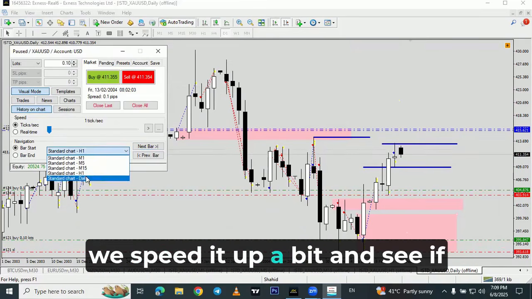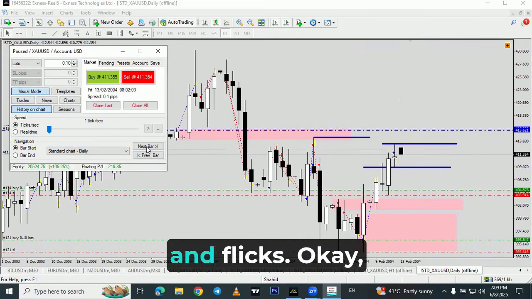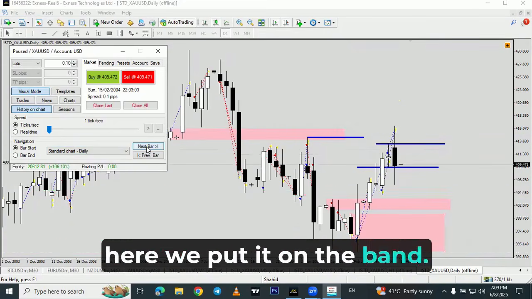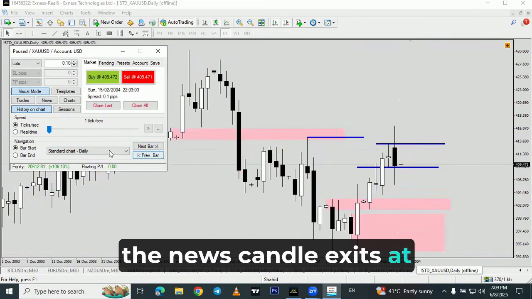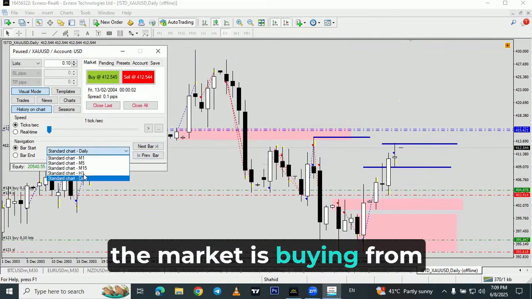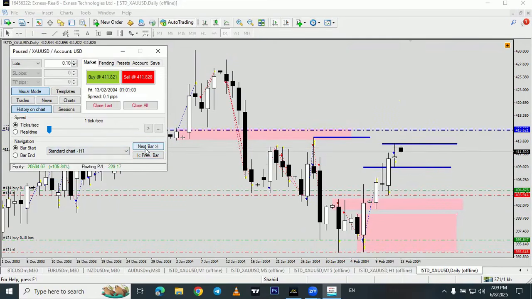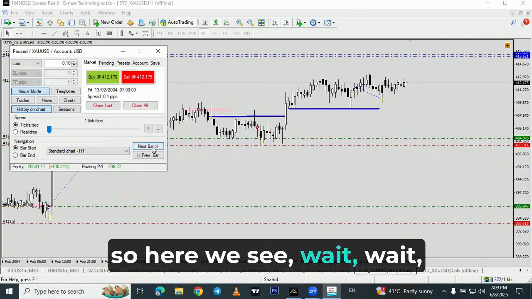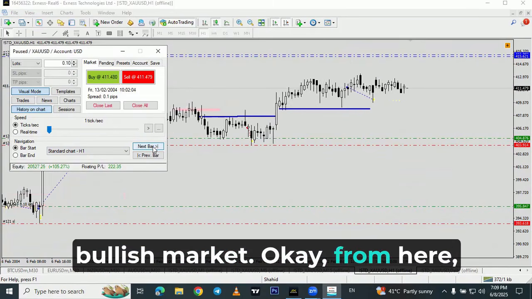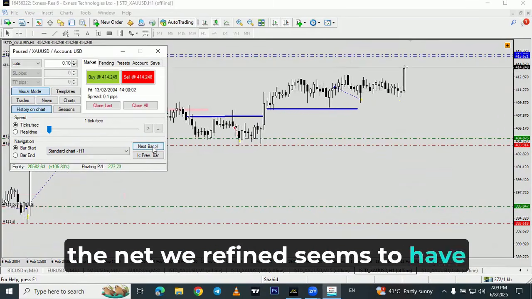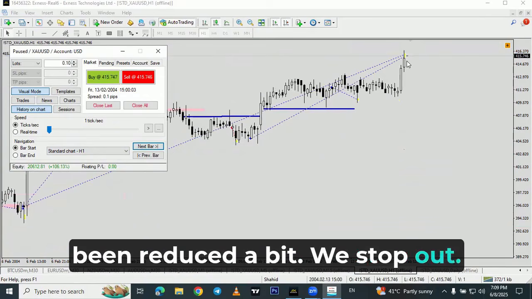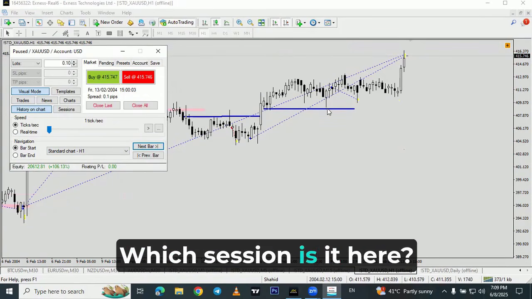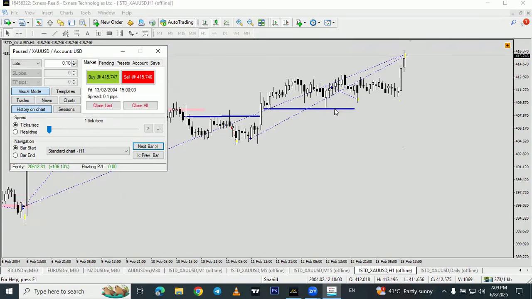Now, we speed it up a bit and see if the market sweeps the low and flicks. Okay, here we put it on the band. The news candle exits at this time. See here, the market is buying from this structure, from the same level. So here we see, wait, bullish market. Okay, from here the net we refined seems to have been reduced a bit. We stop out. The market turned bullish. Which session is it here? New York. Okay.